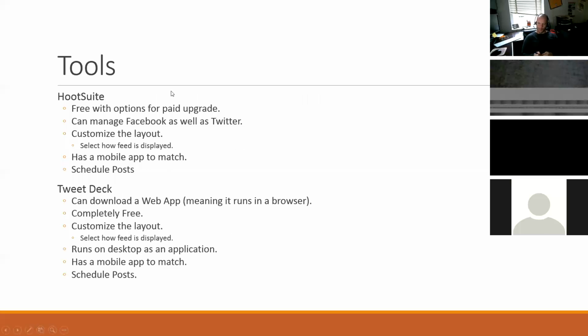TweetDeck, basically all the same stuff. You can download a web app, and that means that you download it from their website and it runs as an application on your computer, accessing the internet. Basically just a web page kind of, but it doesn't look like a web page. It's completely free. You can customize the layout. Again, like I said, you can create different columns, so you can really slow down that Twitter feed that you have coming in as you follow more and more people. As I said, it runs on desktop, has a mobile app to match, and you can schedule posts in it.